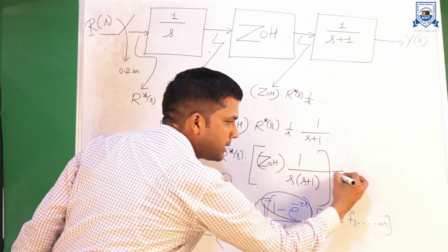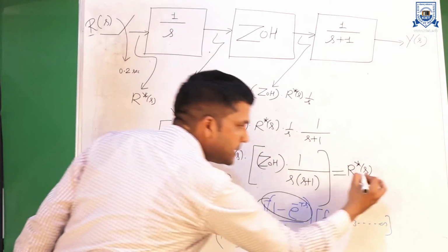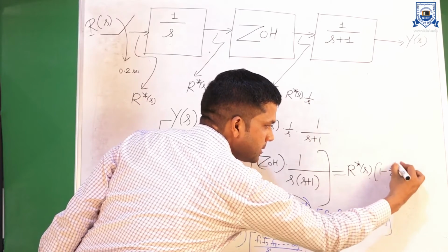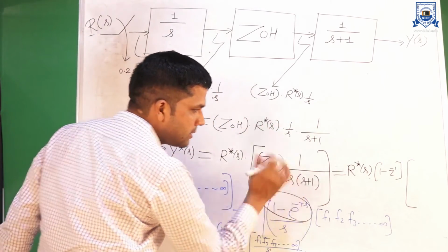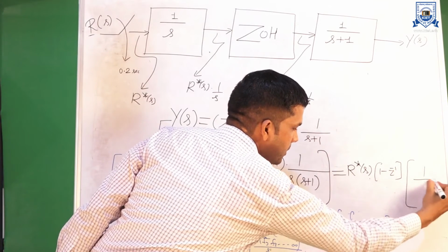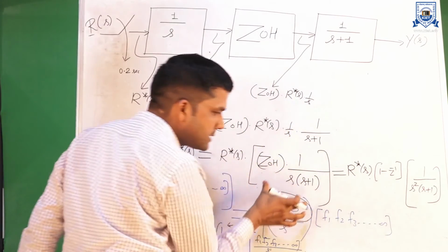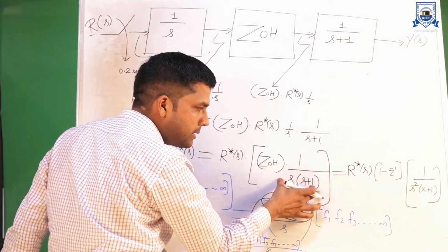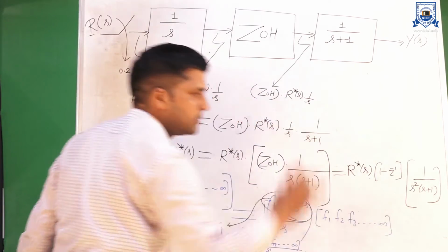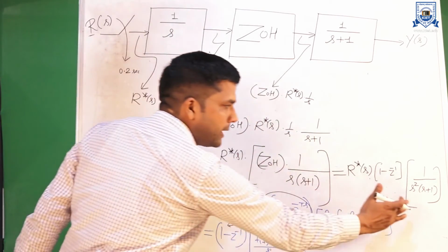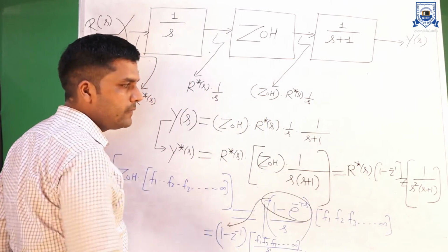So here we can write R star(s) into 1 minus z inverse into the remaining part. The remaining part is 1 upon s square into s plus 1, because the bunch of function is 1 upon s plus 1 and the remaining s from this, so s square into s plus 1. So we can find the Z transform of this, and we get the output.